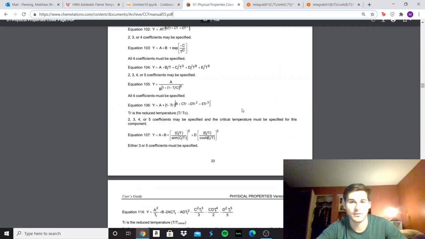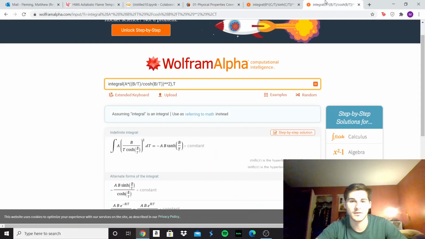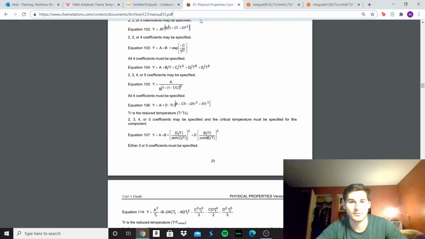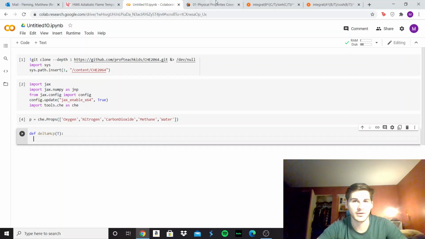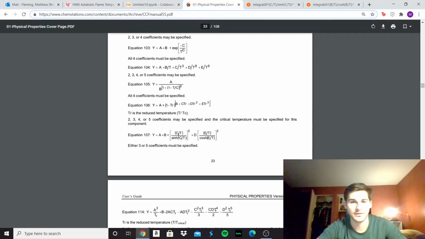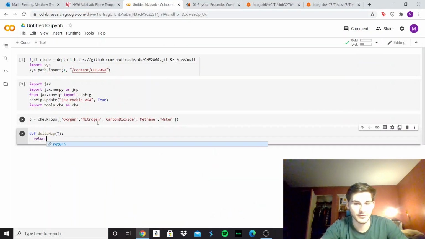And then this third term here, the D term, is equal to negative D times E times the hyperbolic tangent of E over T. And so now I'm going to define a function that will make it a little bit easier to work with that, specifically that integral term in our enthalpy of a species equation. It's a function of temperature. And we're just going to put in the integral of this term right here.